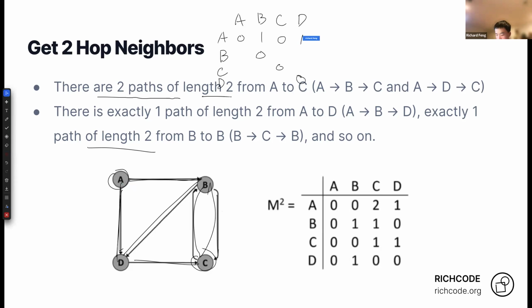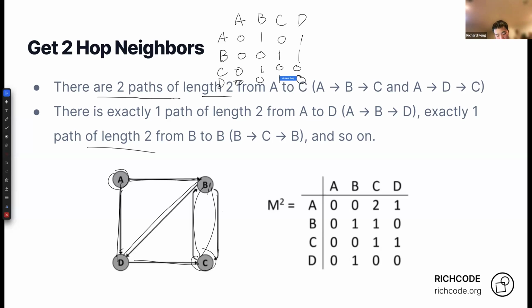From B to A, there is no connection because it's a one-way path. From B to C, there is a connection. From B to D, we also have a connection. From C to A, there is no connection. From C to B, there is. From C to D, there is not, since it's one way. From D to A, there's no path. From D to B, there is also no path since it's one way. And from D to C, there is.